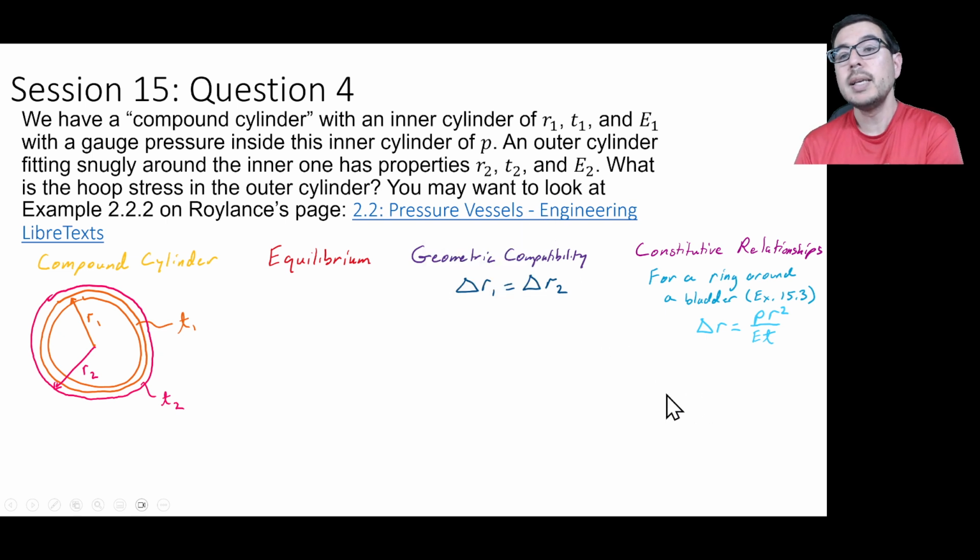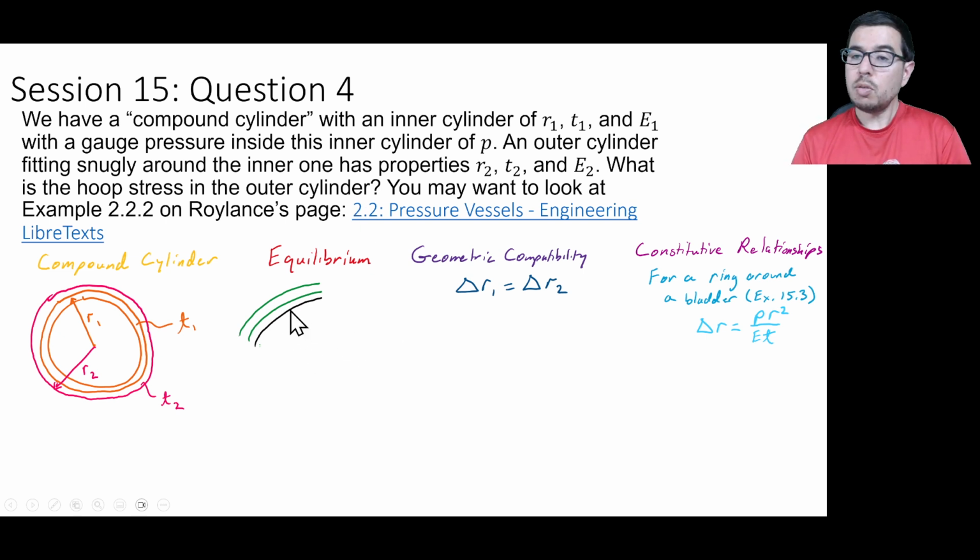Next, let's go over to equilibrium. This is a general expression, right? So delta R could be delta R1, it could be delta R2, and this could be a P on the inside of one of these cylinders. The same thing with the radius, the elastic modulus, and the T, because we have different properties for the two cylinders.